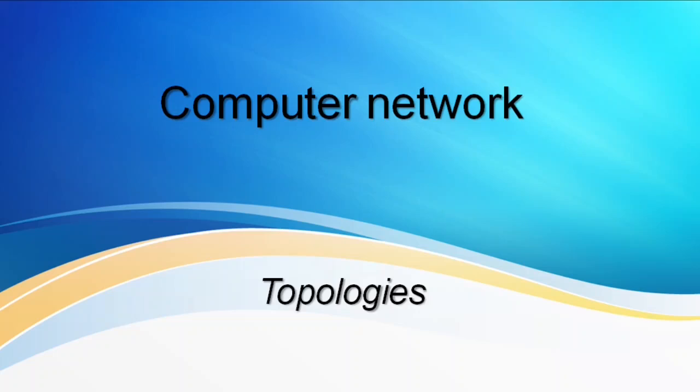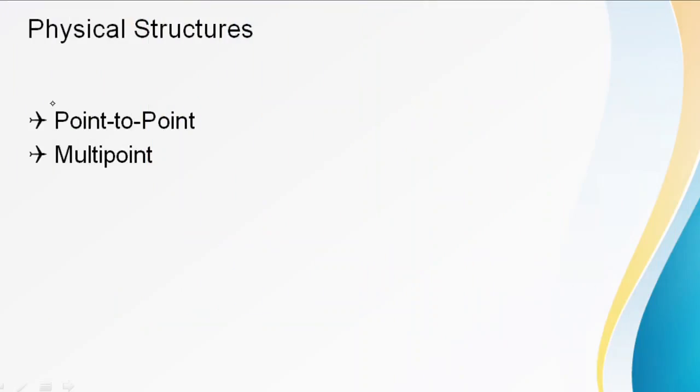Hi friends, our today's topic is about topologies in computer network. First we are going to see about the physical structures of a computer network, types of connection. We already know that a network is two or more devices connected through a link. The link, that is a communication pathway, transfers the data from one device to another.